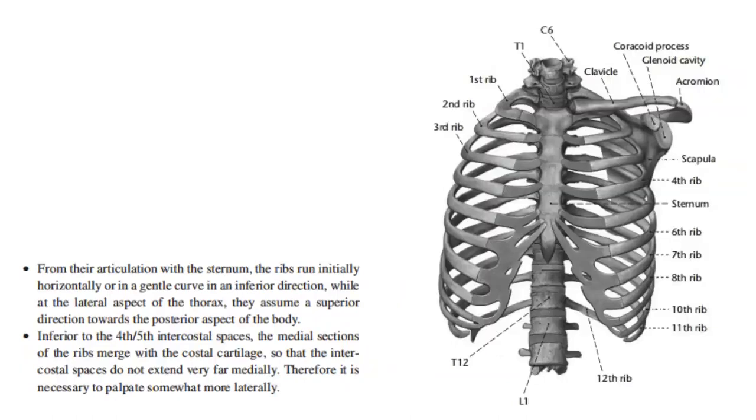From their articulation with the sternum, the ribs run initially horizontally or in a gentle curve in an inferior direction, while at the lateral aspect of the thorax, they assume a superior direction towards the posterior aspect of the body. Inferior to the 4th, 5th intercostal spaces, the medial sections of the ribs merge with the costal cartilage so that the intercostal spaces do not extend very far medially. Therefore, it is necessary to palpate somewhat more laterally.